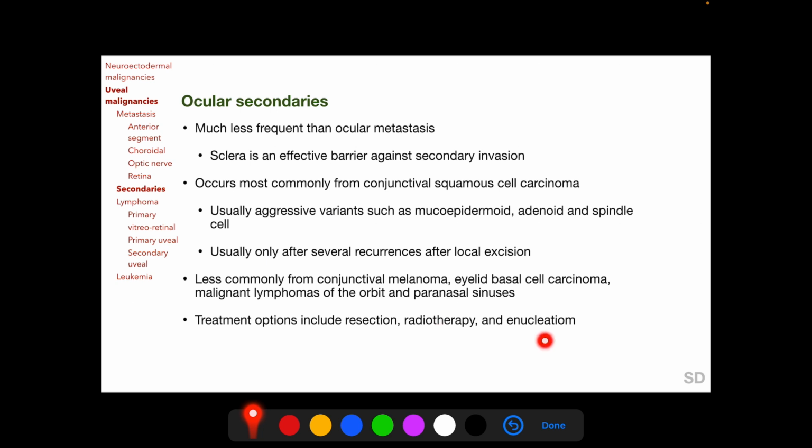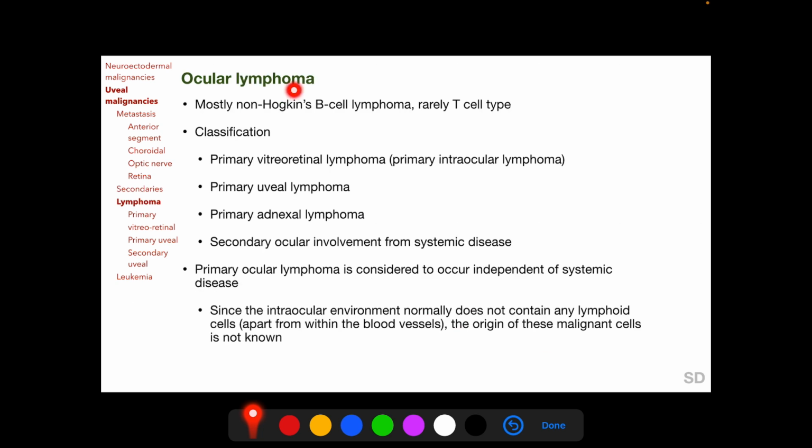radiotherapy, and enucleation. Lymphomas involving the eye are mostly non-Hodgkin's B-cell lymphoma and are rarely of the T-cell type, and they can be classified into primary vitreoretinal lymphoma, which is also known as primary intraocular lymphoma, primary uveal lymphoma, primary adnexal lymphoma, and secondary ocular involvement from systemic lymphoma. Primary adnexal lymphoma we have discussed in the oculoplasty section, and we will be discussing the remaining three in this session. Primary ocular lymphoma is considered to occur independent of systemic disease.